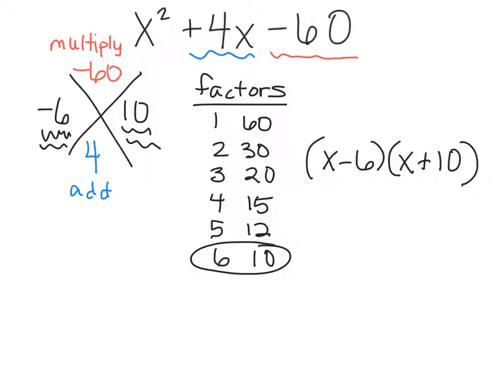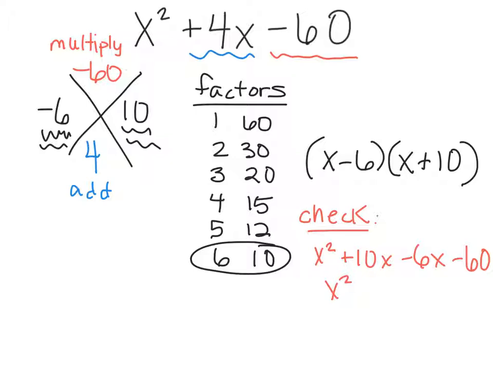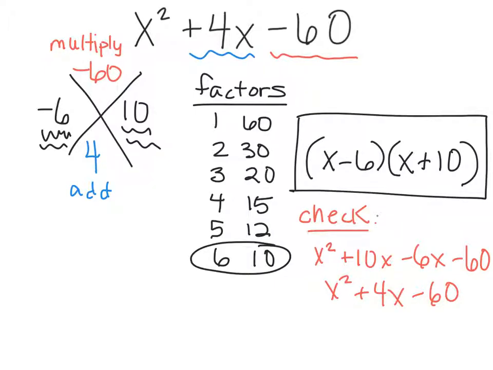Remember, we could always check our work by re-multiplying these two binomials together. X times x, we get x squared. X times 10, we get 10x. Negative 6 times x is negative 6x, and negative 6 times 10 is negative 60. When I combine like terms, I get x squared plus 4x minus 60. So I know I've done it correctly because I'm back to the original problem that I started with. So my answer is x minus 6, x plus 10.